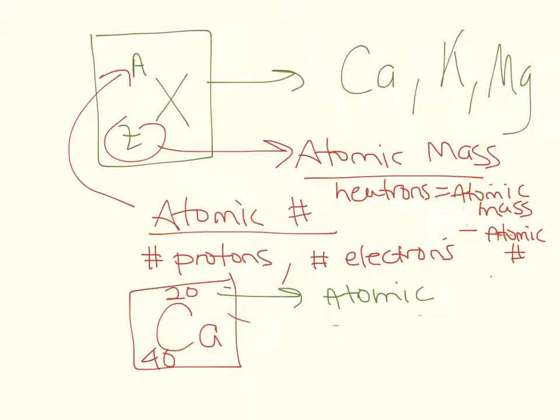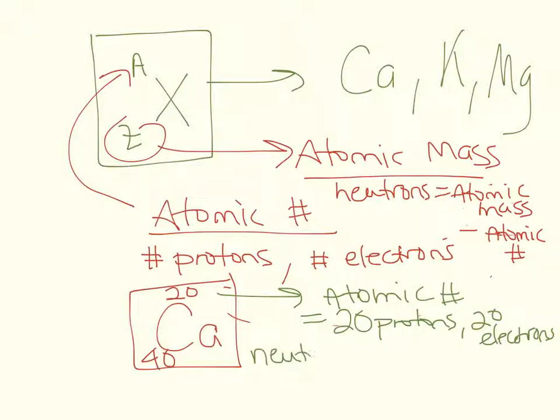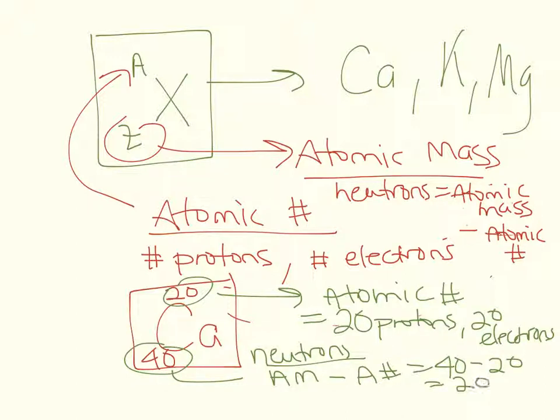Our protons and electrons are automatically equal to our atomic number, which is 20. So calcium has 20 protons. It also has 20 electrons. Now, with our number of neutrons, above I said that we take our atomic mass and subtract the atomic number from it. So we take our mass, which is 40, and we subtract our atomic number, which is 20, so we end up having 20 neutrons.